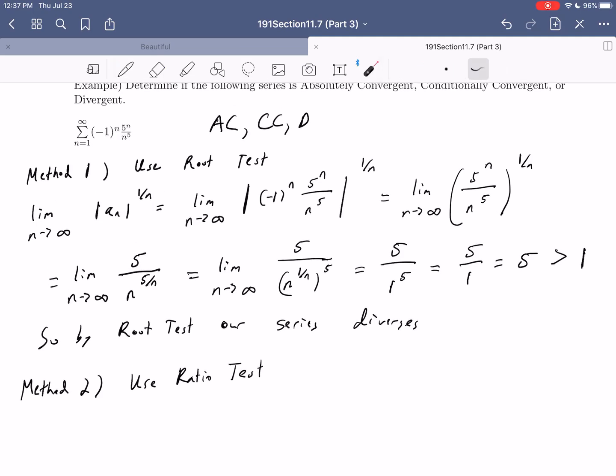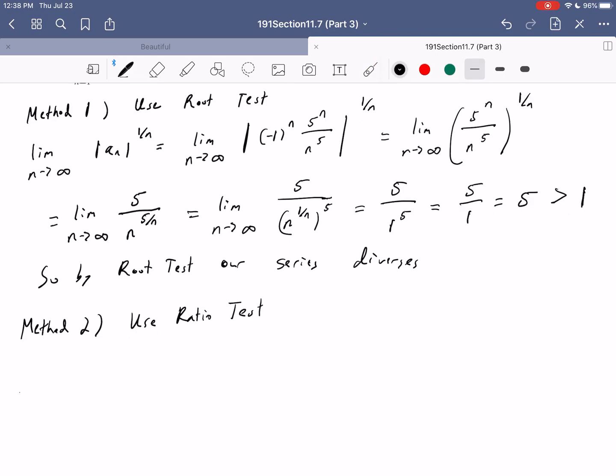And the reason it'll work is, again, there's something of exponential order. Also keep in mind that when root test or ratio test says that something diverges, that means it also diverges by test for divergence. So you could also try method 3 and try test for divergence.